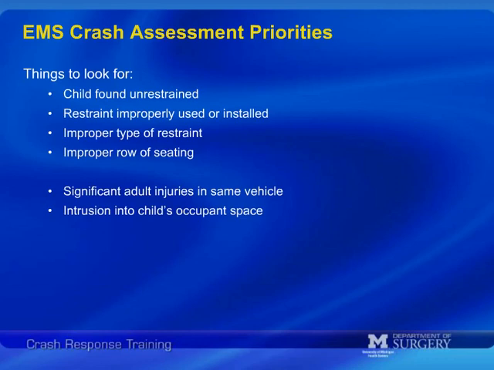In addition, you should look for evidence of significant adult injuries in the same vehicle. Since kids are more fragile than adults, if an adult sustained significant injuries, then it's very likely that the child may have sustained injuries as well. Another thing to look for is intrusion into the child's occupant seating space.